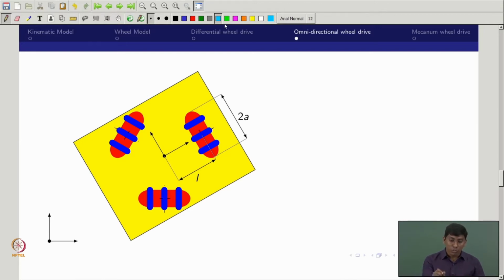I just wanted to give a little background here. This is the point we call C1, this is the point we call C2, and this is the point we call C3. In the sense, this is wheel 1, wheel 2, wheel 3. What we are trying to find is the omega 1, omega 2, omega 3 equation.